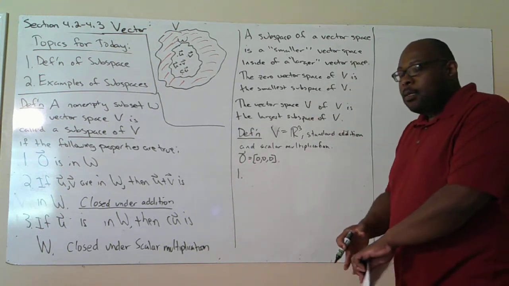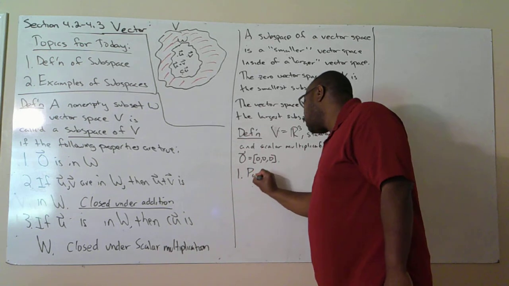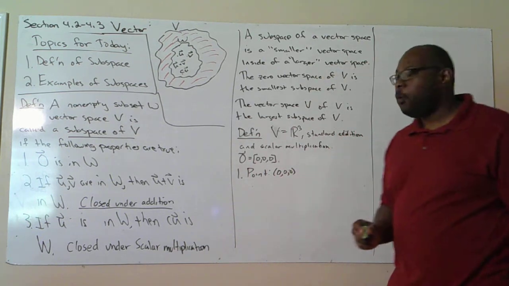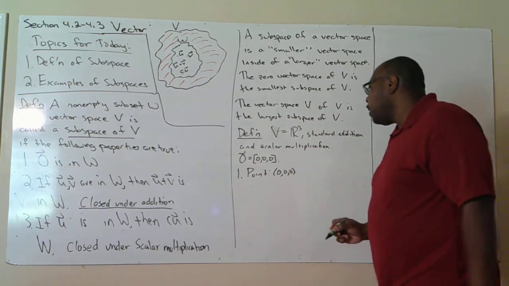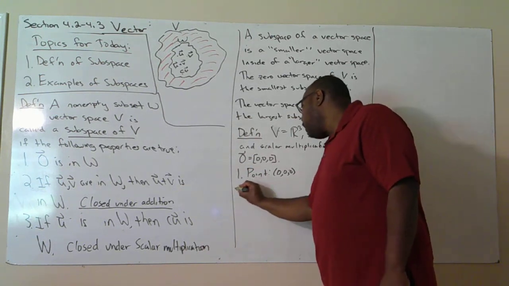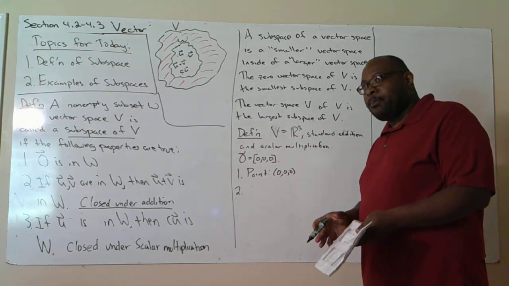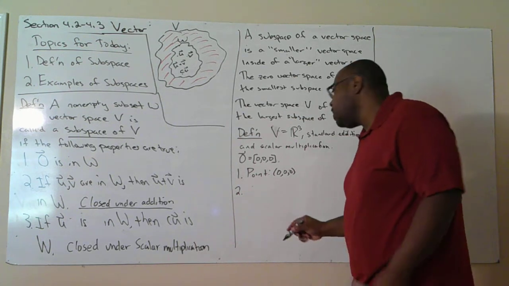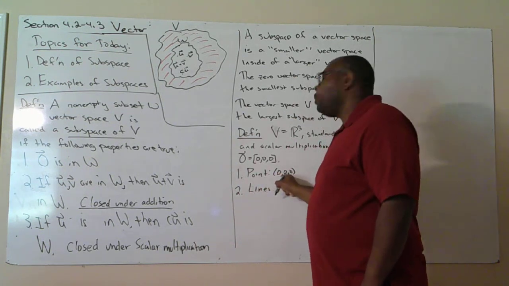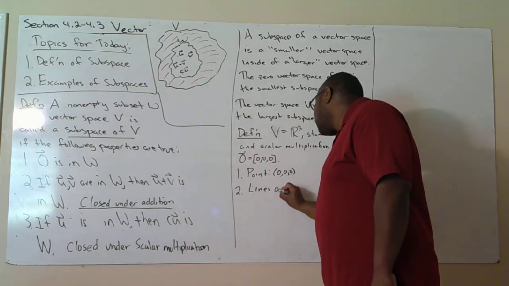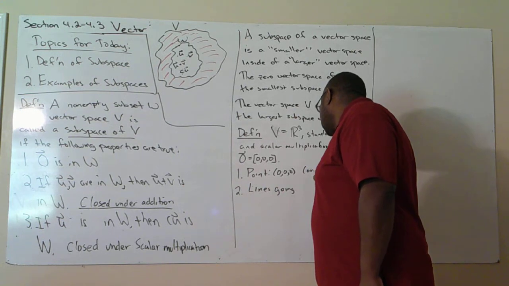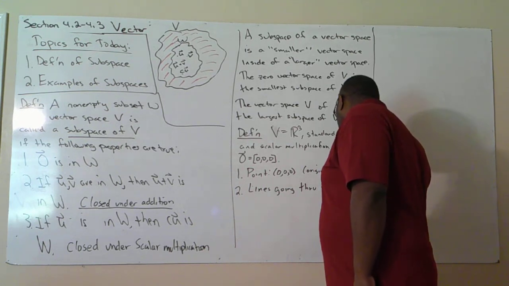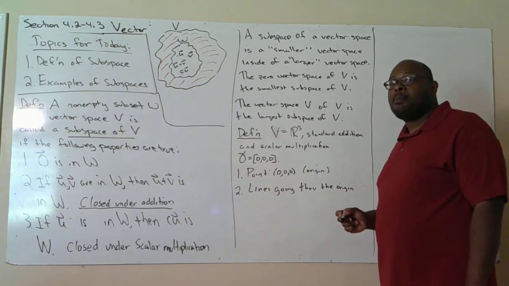I'm just going to describe them. The smallest subspace is just going to be the point 0, 0, 0. So that's going to be zero dimensional. Then the one-dimensional subspaces of R cubed are going to be lines. But we want to make sure that the lines go through the point 0, 0, 0, so the lines going through the origin. Any line going through the origin will be a subspace.